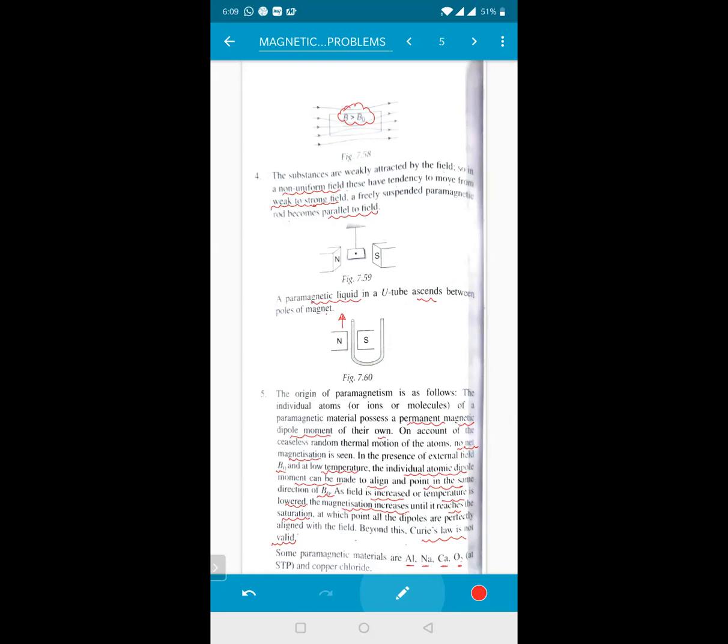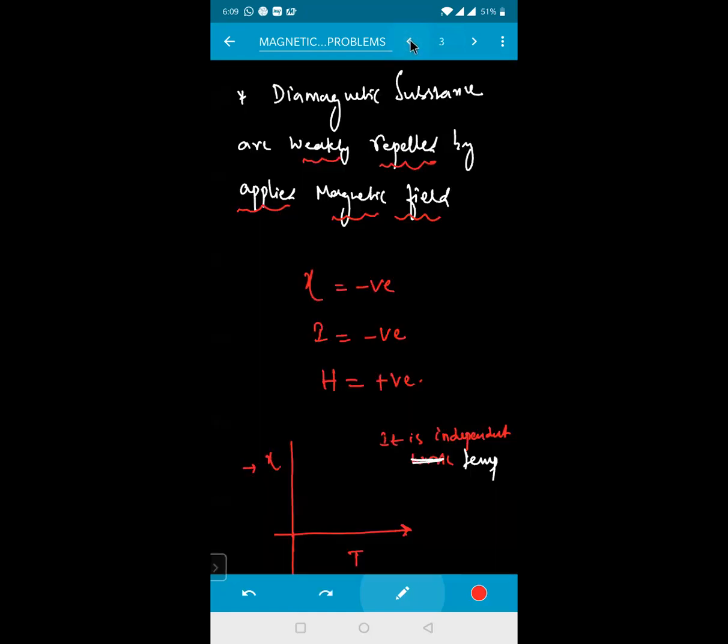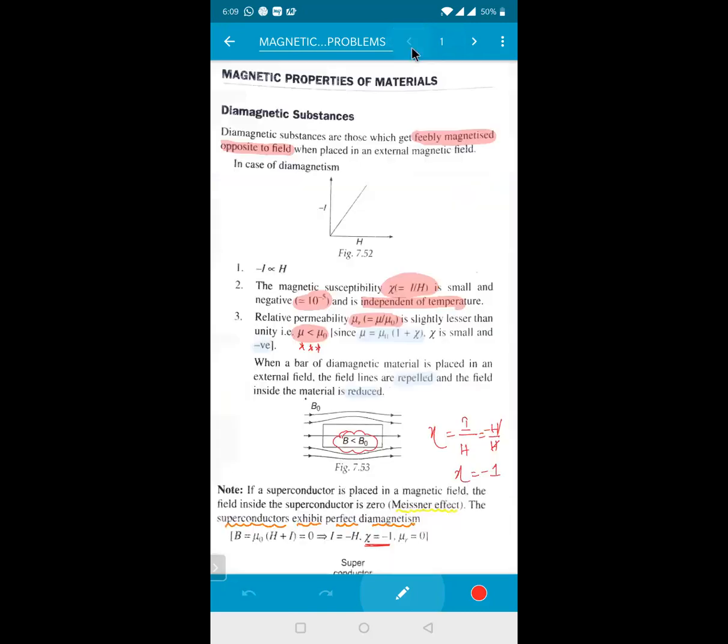So magnetization is directly proportional to the magnetic field, and inversely proportional to temperature. See here, what is Curie law we have written there? Curie law says that susceptibility is inversely proportional to temperature. Where do we get the susceptibility from? From this formula: susceptibility equals I by H.